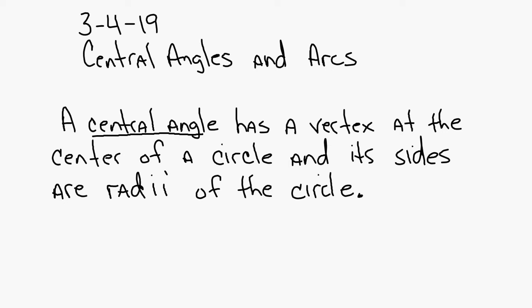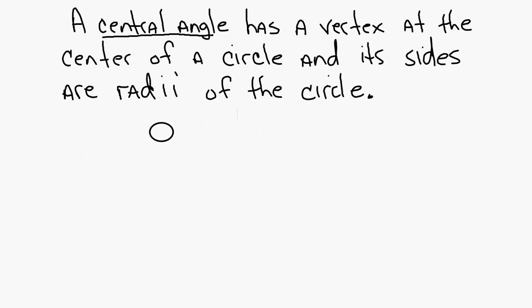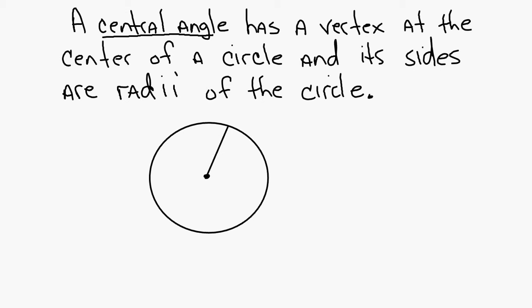So a picture of that would look like a circle, and if you put a point at the center of the circle, and then you form an angle out of, there's one radius and there is another radius. So this angle right here that was just formed, that is called a central angle.